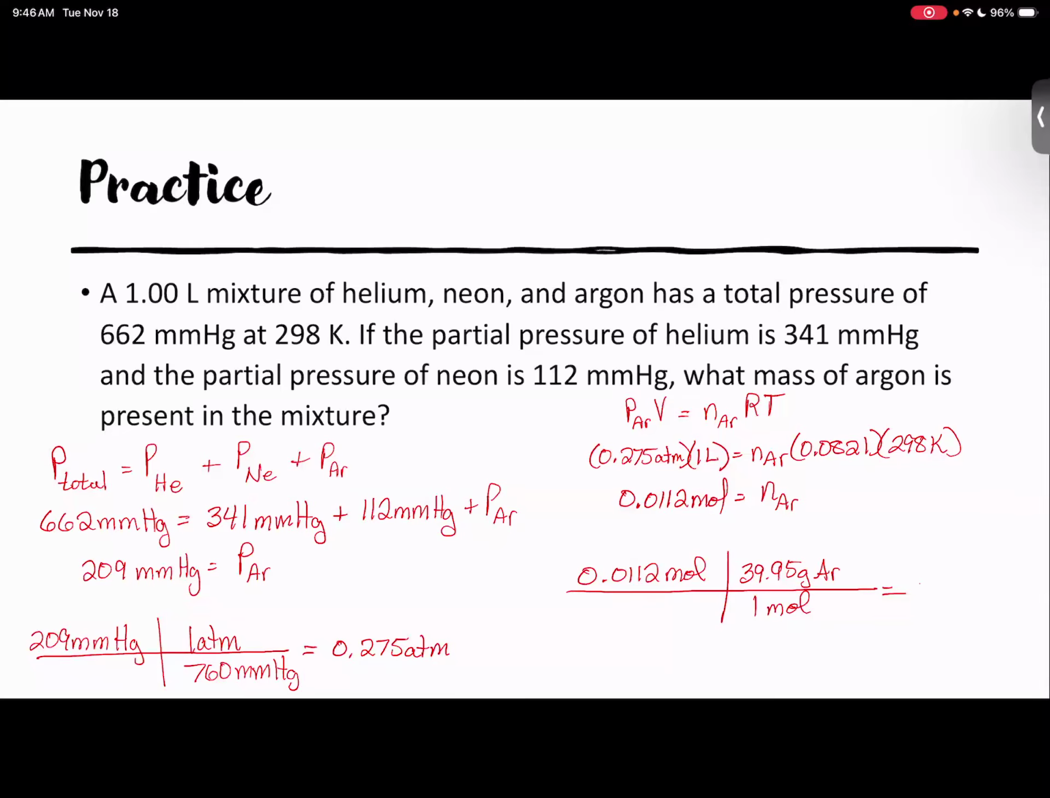And you get a value of 0.449 grams of argon. Questions? Was there another way to solve this? Not really. Not at this time.